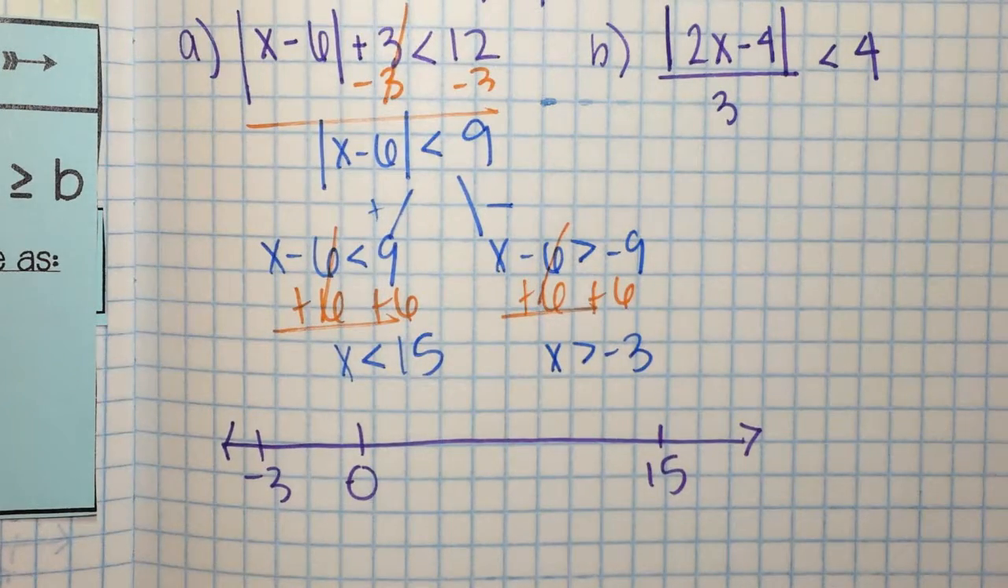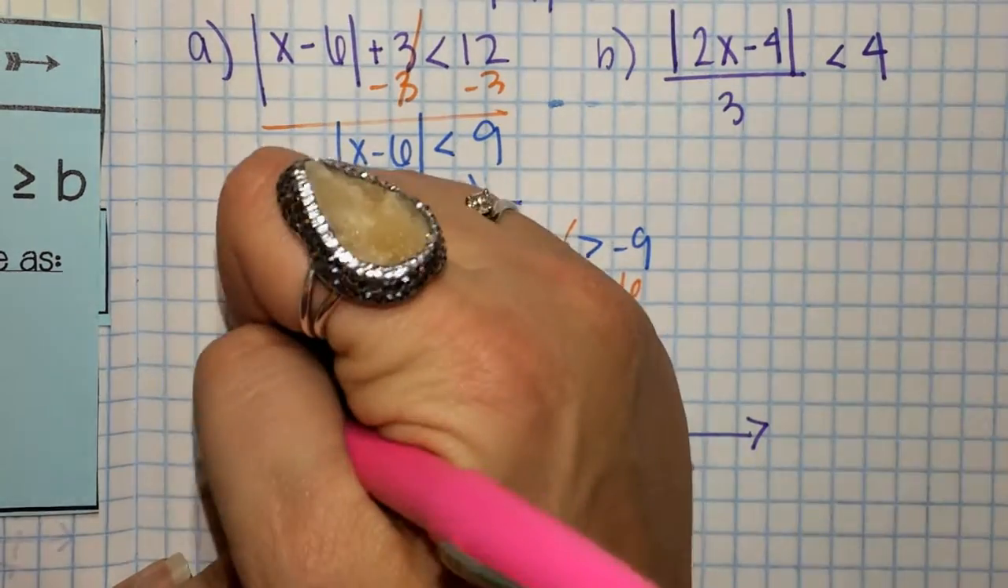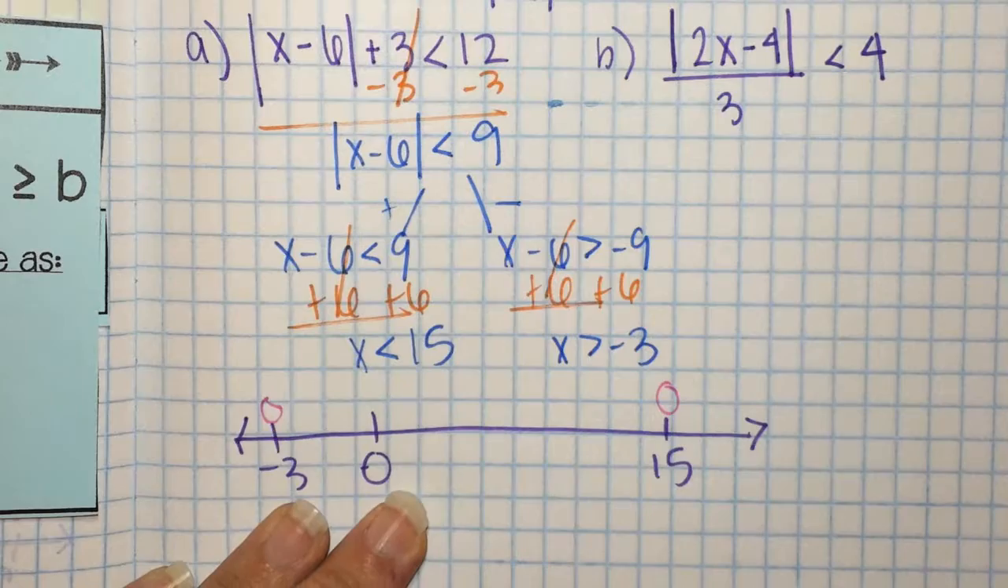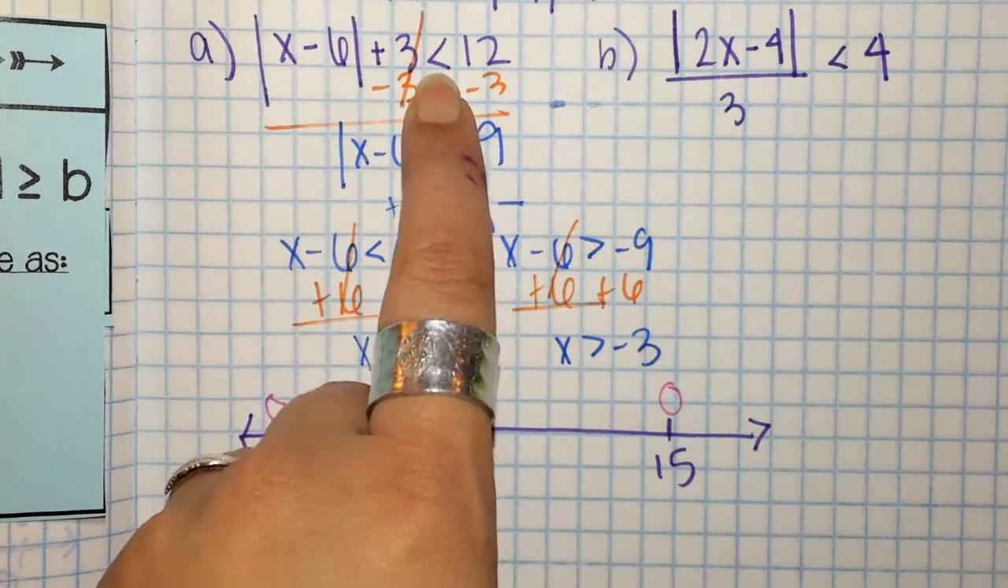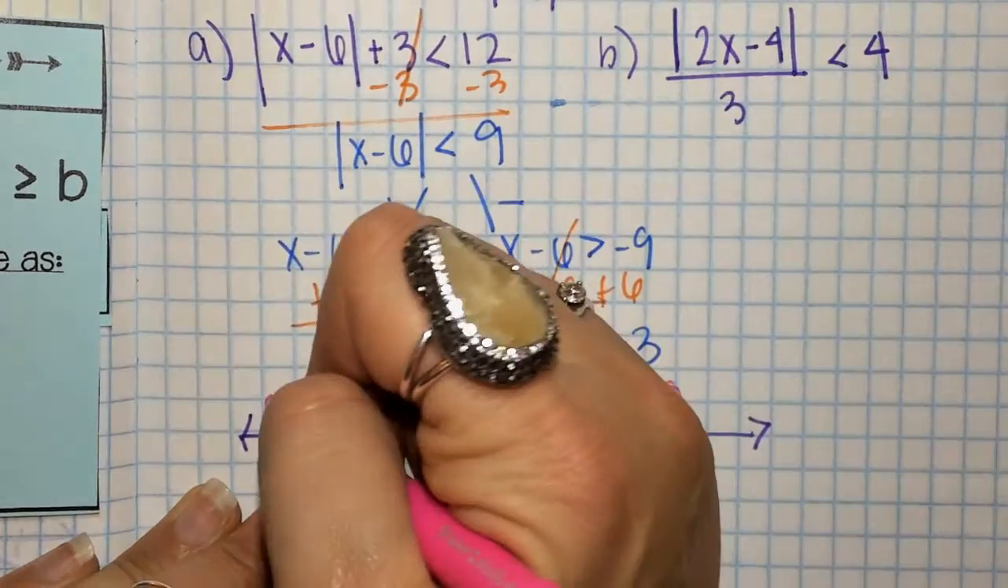All right, open or closed circles, Ethan. Open, fantastic. Are we going to connect or go opposite ways, Adam? It's less than, so that makes it an and. And connects, fantastic.